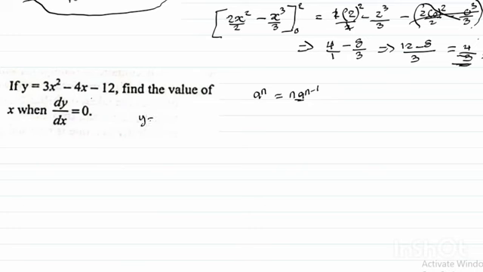We have y equal to 3s raised to the power of 2, minus 4s, minus 12. So let's find out what dy/ds will equal to 0, and we want to find the value of s. To get the value of s in this case, the first thing you find is dy/ds, because we have to equate this dy/ds to be equal to 0.